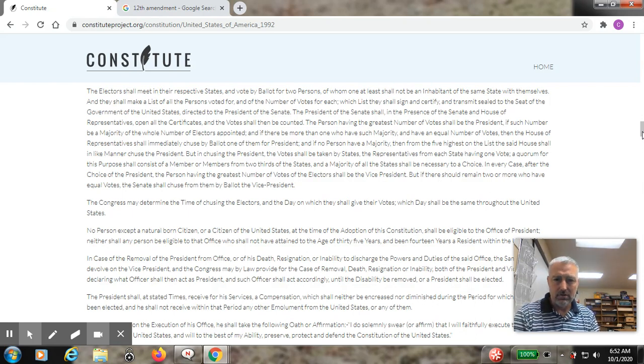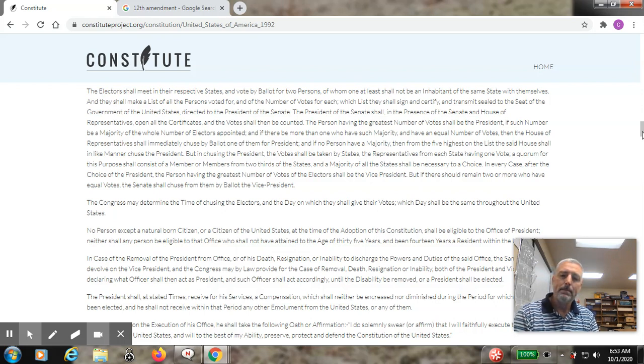But in choosing the President, the votes shall be taken by states, the representatives from each state having one vote. A quorum for the purpose shall consist of a member or members from two-thirds of the states. And a majority of all states shall be necessary to a choice. In every case, after the choice of the President, the person having the greatest number of votes of the electors shall be the Vice President. But if there should remain two or more who have equal votes, the Senate shall choose from them by ballot the Vice President.